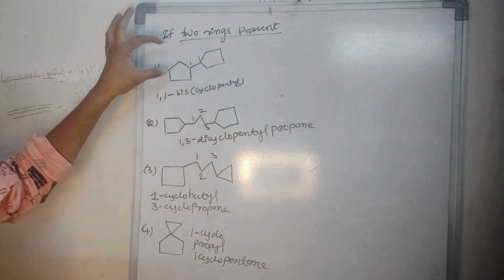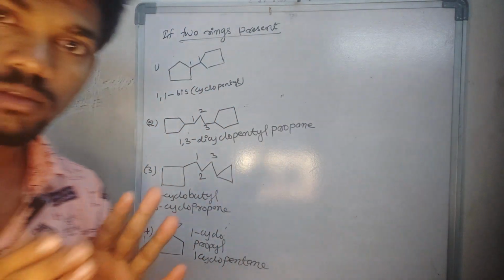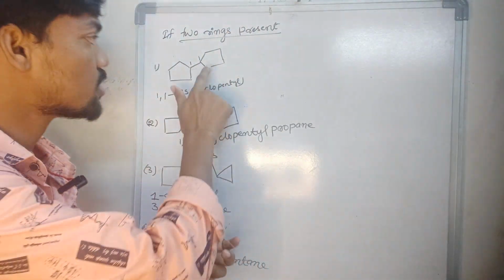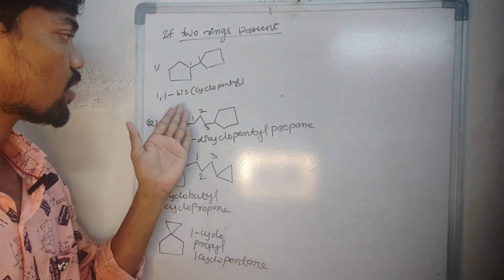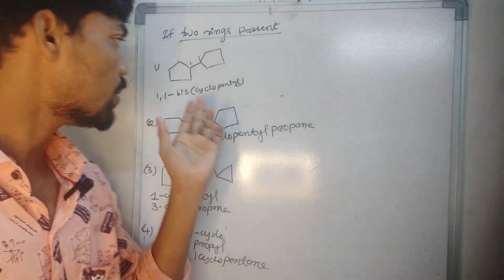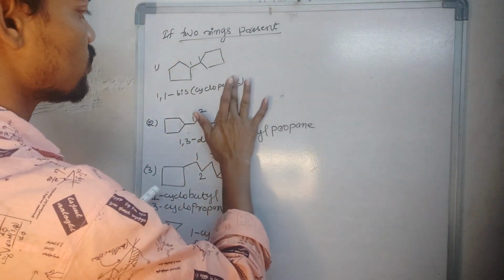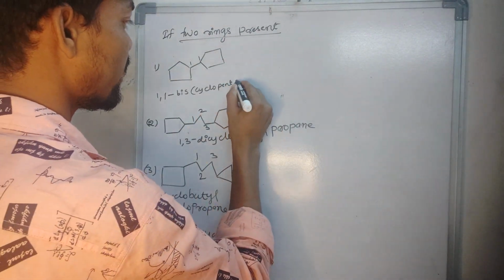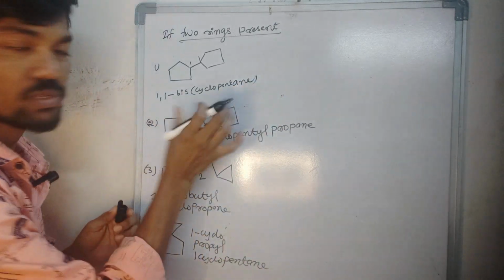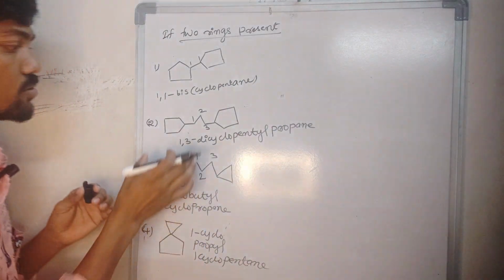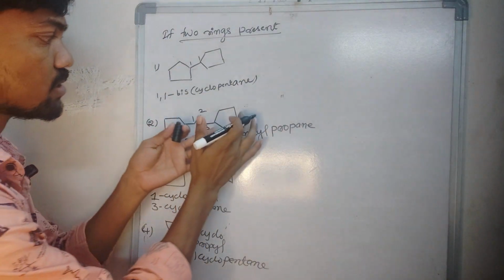Here, this is one ring, this is one ring, but these rings are the same. This is a cyclopentane, and this is also a cyclopentane. 1,1-bis, both are there. Bis-cyclopentyl or cyclopentane, whatever it may be, you can write it like this. Both 1,1-bis-cyclopentane. Two cyclopentanes are there.